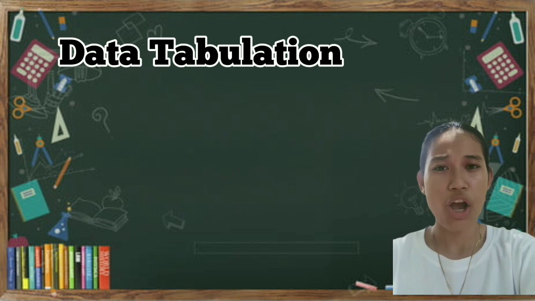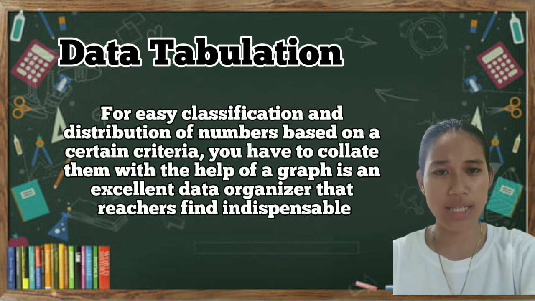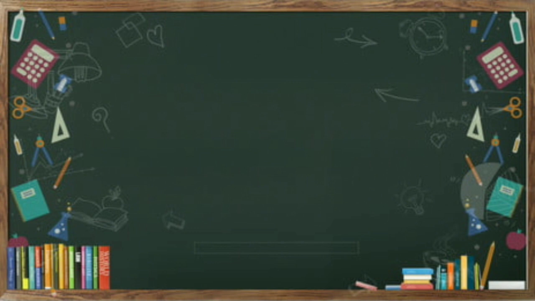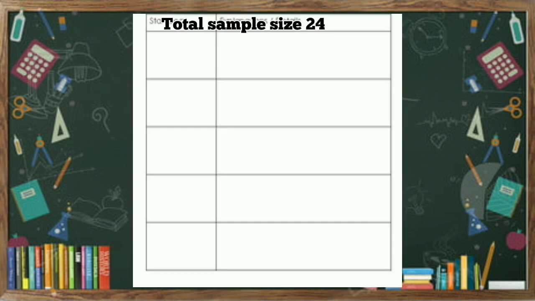Data tabulation is for easy classification and distribution of numbers based on certain criteria. You have to collate them with the help of a table. It is an excellent data organizer that researchers find indispensable. Let me give you an example. Take this as an example. You see that the total sample size is 24. So, we'll just have the table and then write different variables like gender, course, satisfaction with the demonstration, and practice exercises.